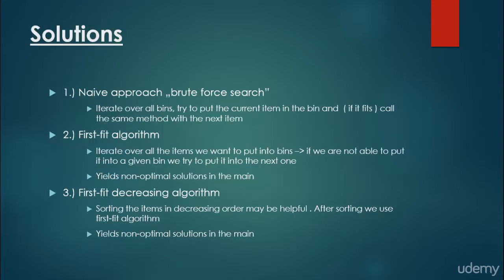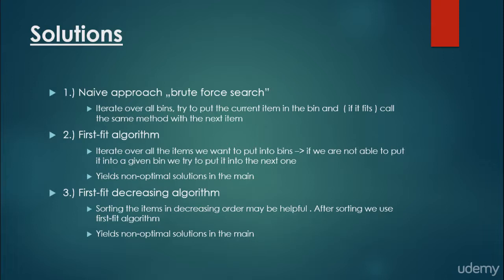The naive approach, or the so-called brute force search, iterates over all the bins, tries to put the current item in the bin, and if it fits, calls the same method with the next item recursively. It is very slow. So we have the first fit algorithm. Iterate over all the items we want to put into bins. If we are not able to put it into a given bin, we try to put it into the next one. It often yields non-optimal solutions in the main.